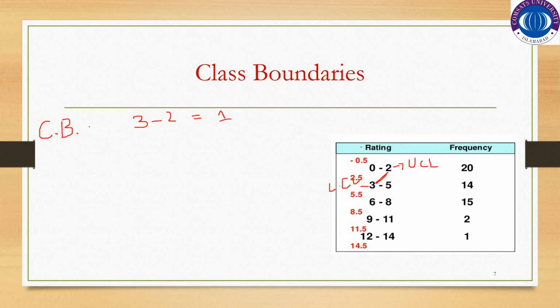Next, what will we do? We will divide this difference in two parts. When we divide it by 2, we will have 0.5. Now, how will we make the class boundaries? First, we will subtract this number from the lower class limit of the class and add this number to the upper class limit of the class.